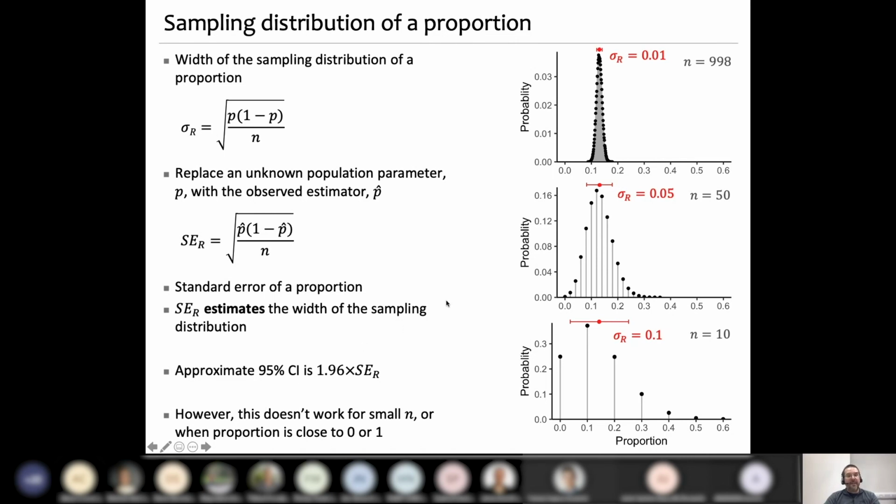It works all right when the proportion is not very small or not very large, and when numbers are large-ish. For example, in this particular case, our estimate given by this formula is a very good estimate of a standard error. And if you multiply it by 1.96, you will get a very good estimate of a confidence interval. But when your numbers are very small, you can see this distribution is asymmetric. So presumably the upper error would be larger and this error would be smaller.